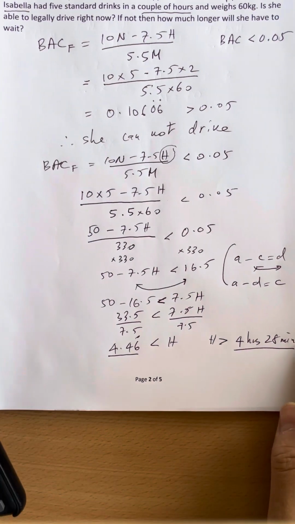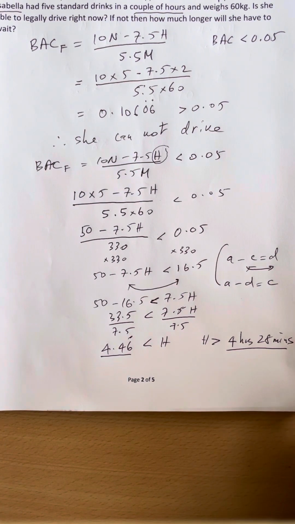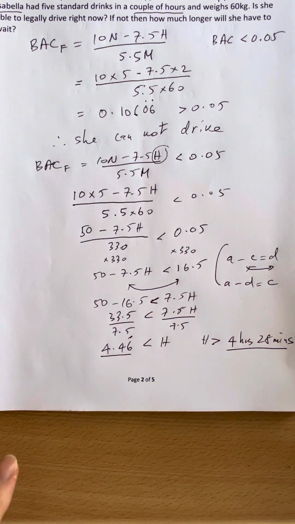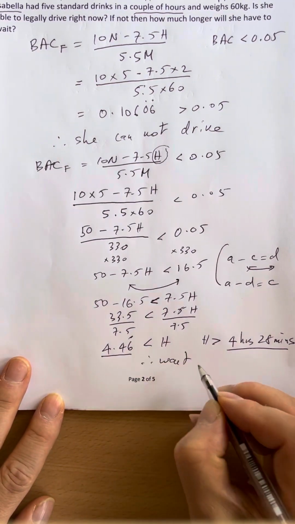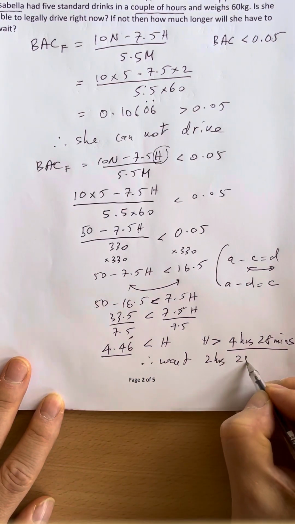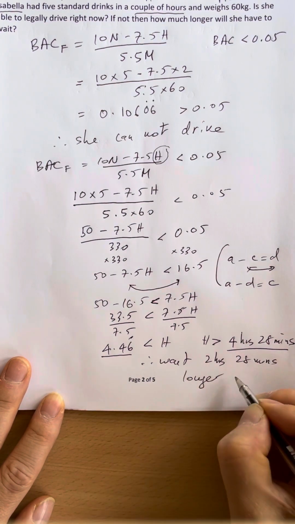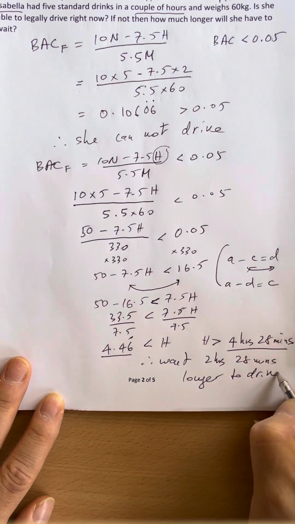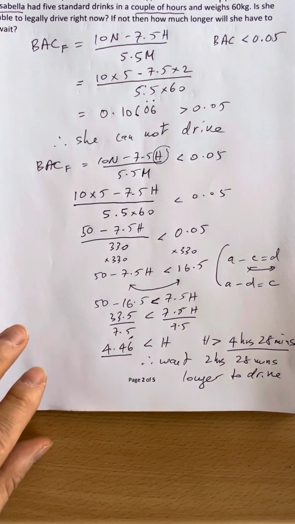Now, since she had spent a couple of hours drinking, that means she would need to wait 2 hours. Therefore, you have to wait 2 hours and 28 minutes longer to be able to drive. So that's the second question.